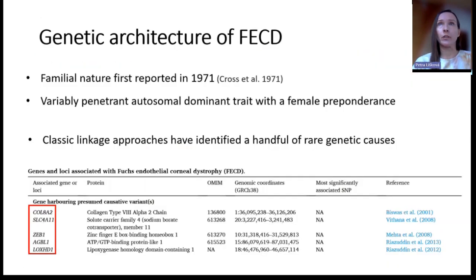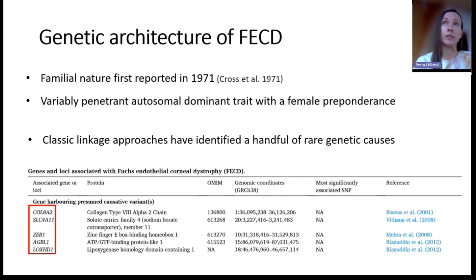The familial nature of Fuchs endothelial corneal dystrophy was first reported in the literature in the 70s. The disease was noted to cluster in families and appeared to be inherited in an autosomal dominant fashion. The underlying genetic causes began to be identified after 2000 using classic gene mapping approaches and family cohorts of patients.